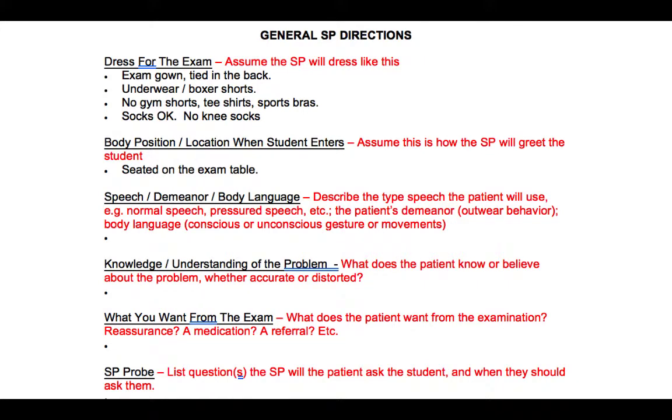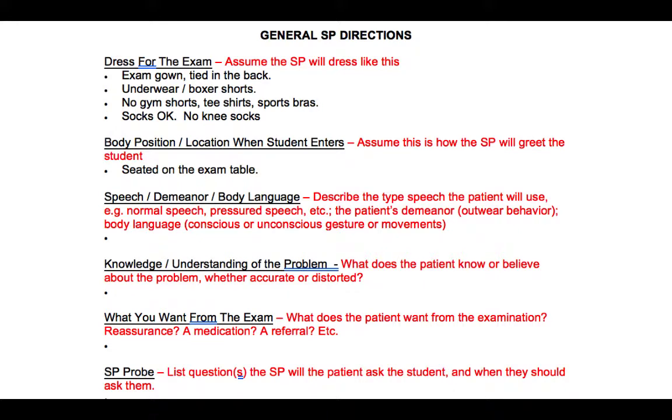What do you want from the exam? Do you want medication? Do you want oxycodone? Do you want a note from the doctor so that you can take a day off from work? Write in what the patient wants from this encounter.